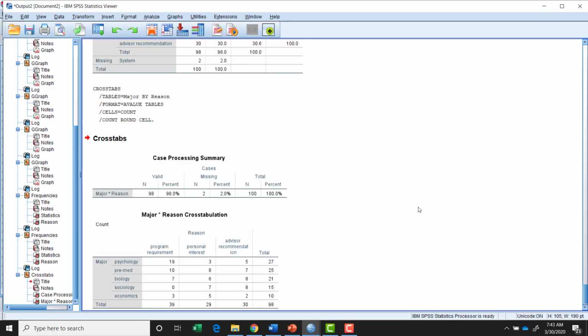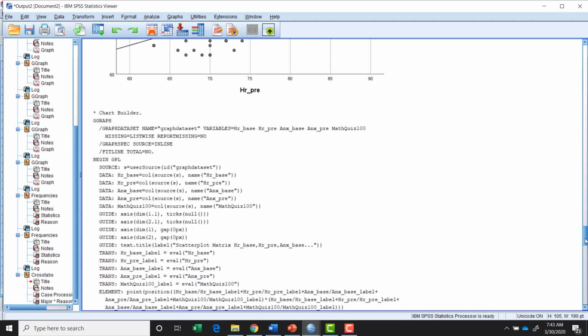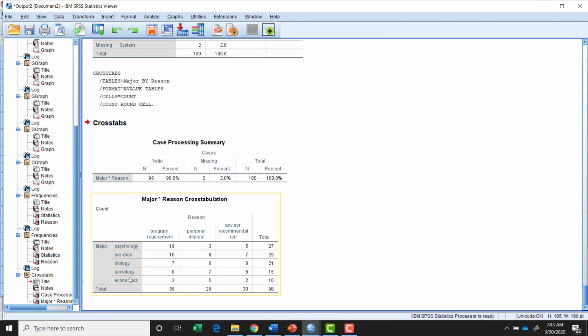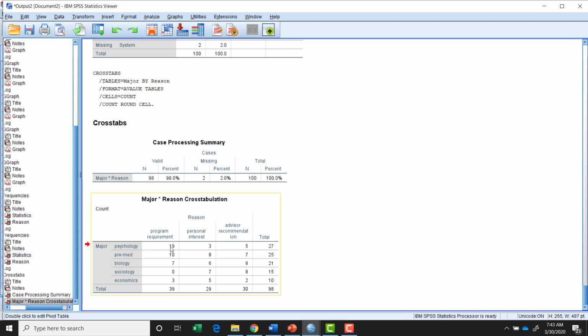Click OK. You can see in the columns we have the reason, and on the rows we have the major, and then we can look at the interaction of these. So look at, for example, psychology. Nearly 19 took it, most people took it as a program requirement, but only a few people took it as personal interest. But look at sociology. Obviously it's not required for sociology, this class, so most people took it for personal interest or advisor recommendation.